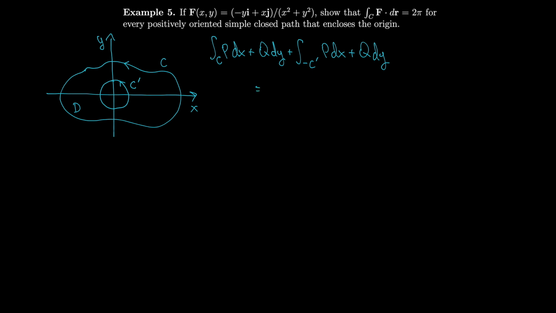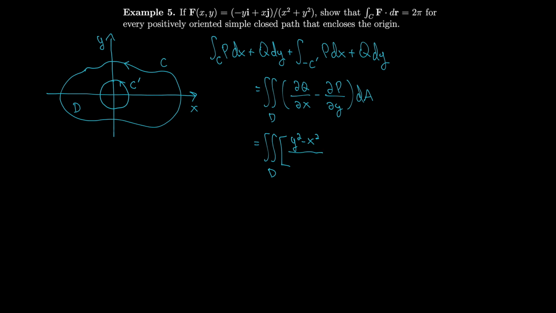So this will be the double integral over D of the partial of Q with respect to x minus the partial of P with respect to y dA by Green's theorem, which is the double integral over D of (y squared minus x squared) over (x squared plus y squared) squared, minus (y squared minus x squared) over (x squared plus y squared) squared dA. Okay, so that's fantastic. This is the same. So it's 0.